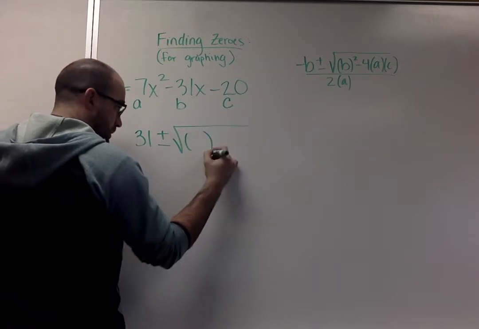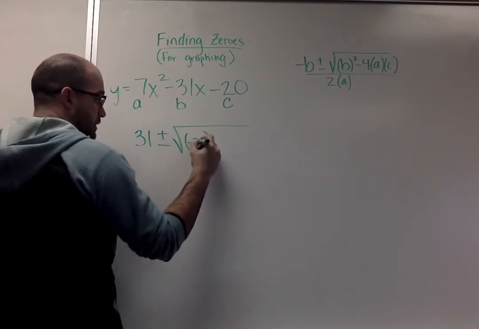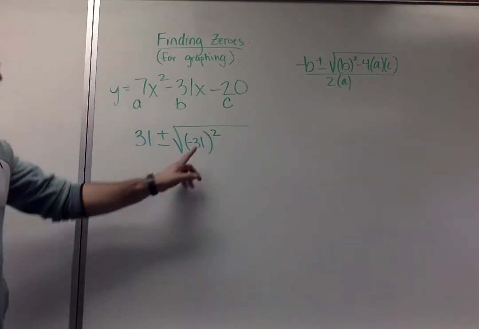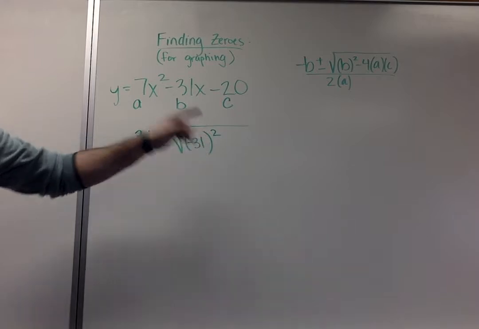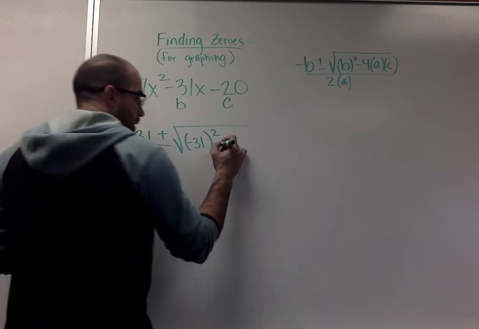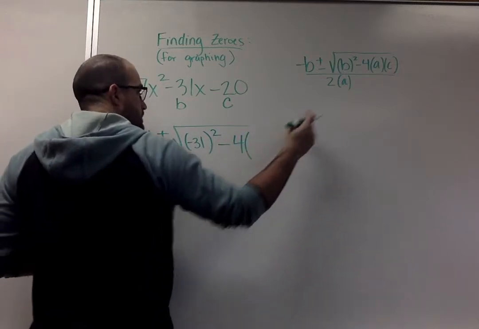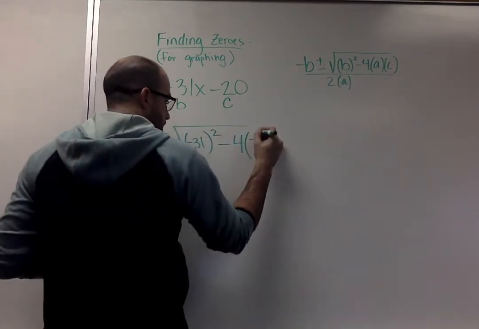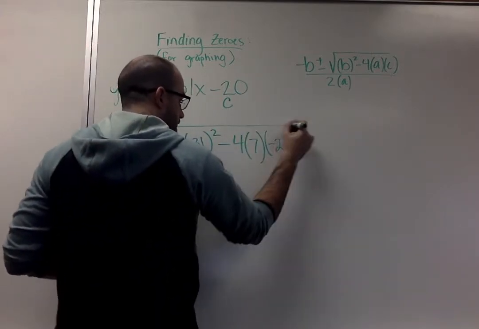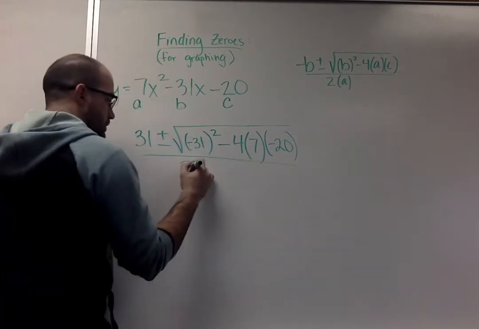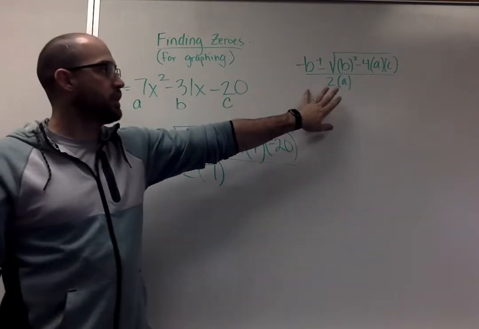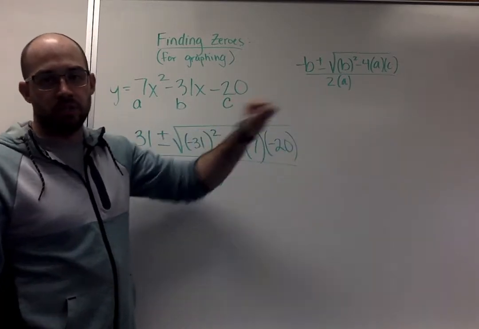Here, make sure you put your parentheses. I have a negative 31 going inside my parentheses for B. Squared is on the outside. Again, do not put the squared on the inside of the parentheses. Your calculator will get you a negative answer every time, even though it should not there. Minus 4 times our A value, which we said was 7, times our C value, which is negative 20, all over 2 times our A value, which is 7. Okay? This is directly just plugging our values, our A, B, and C, into our problem.